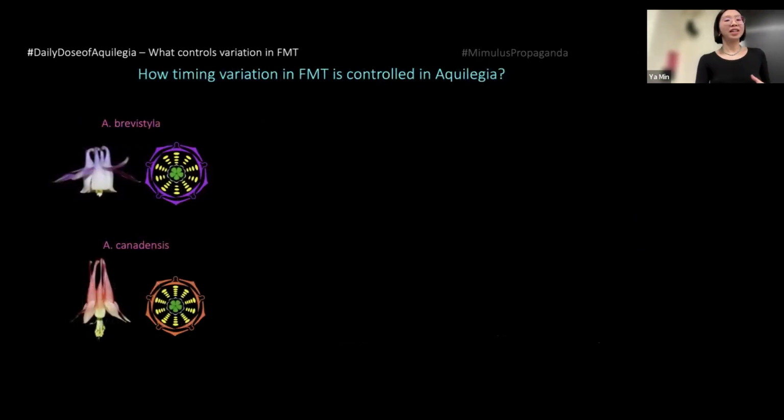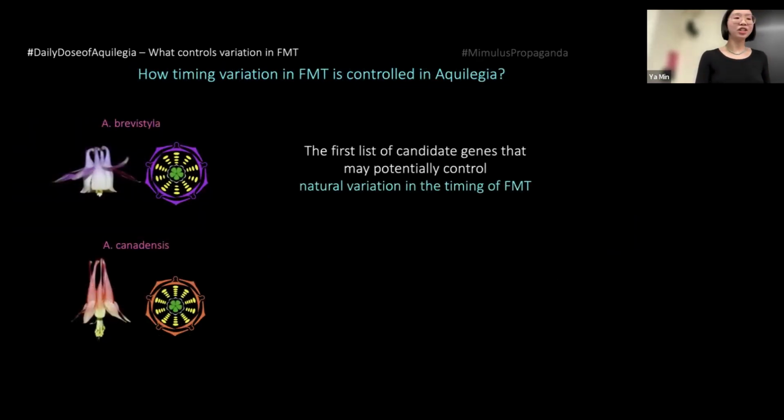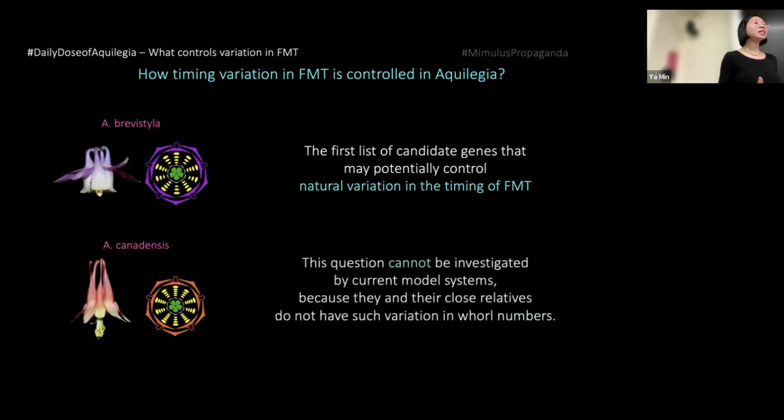So this is just one of the examples of my candidate gene list. In fact, this is the first list of candidate genes ever, to my knowledge, that can tell us something about how the natural variation in the timing of floral meristem termination is controlled. And we're able to get this list of genes eventually because my flowers are really cute and they hold the power, they have the natural variation, and this question simply cannot be answered by Arabidopsis, for example.